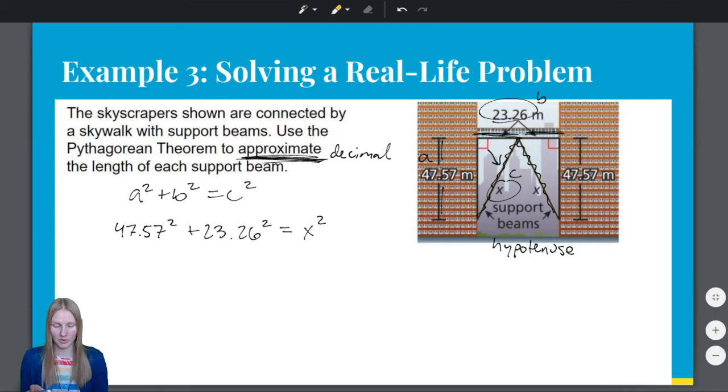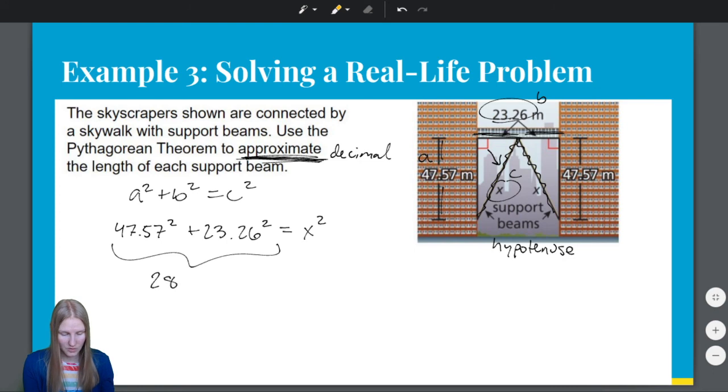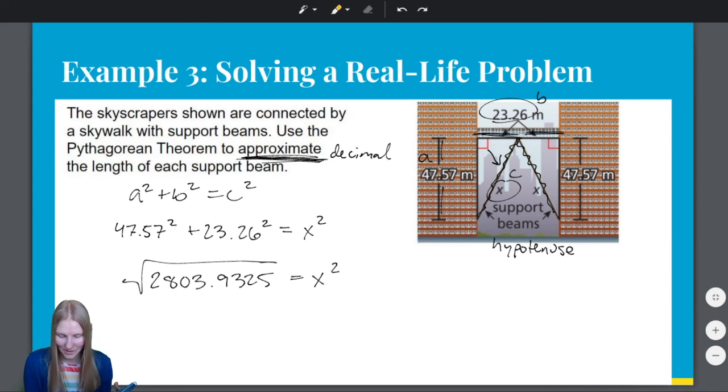Okay, we can put this into our calculator, 47.57 squared, and we can do this all at once. We can plug all of this in our calculator, plus 23.26 squared is 2,803.9325 equals x squared. And now we can take the square root of both sides to get rid of that.